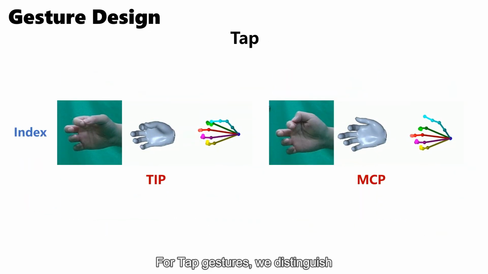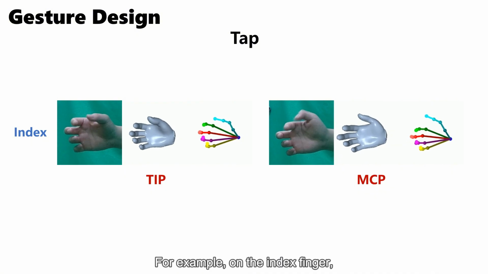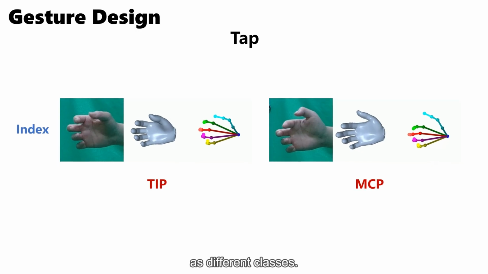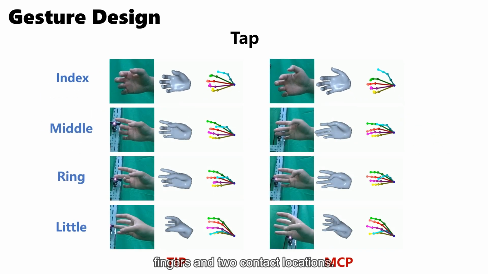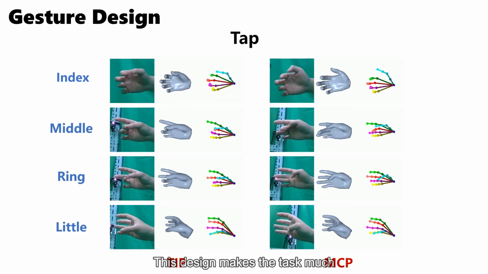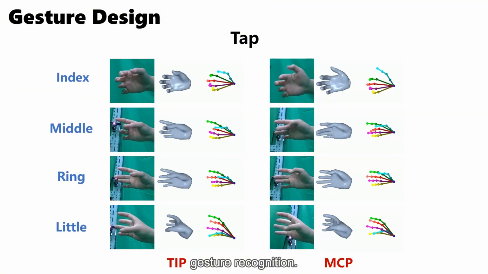For tap gestures, we distinguish different contact locations. For example, on the index finger, tapping the fingertip and tapping the MCP region are defined as different classes. The full tap set covers 4 fingers and 2 contact locations. This design makes the task much more fine-grained than conventional gesture recognition.